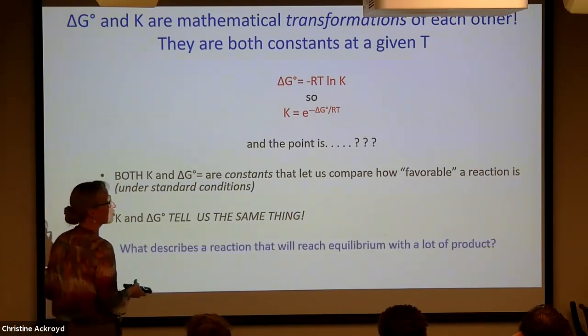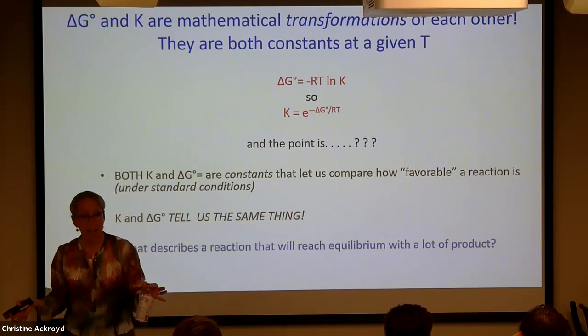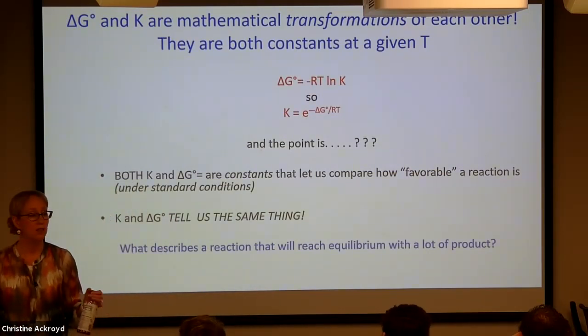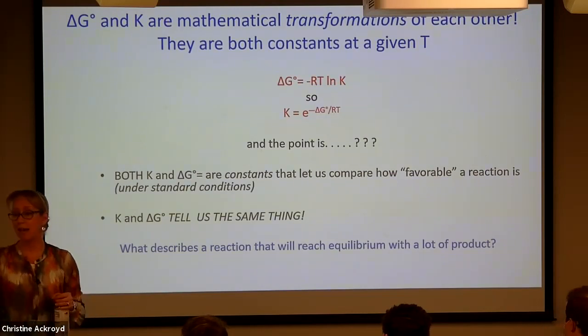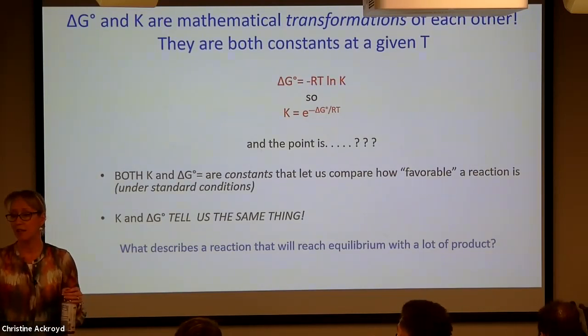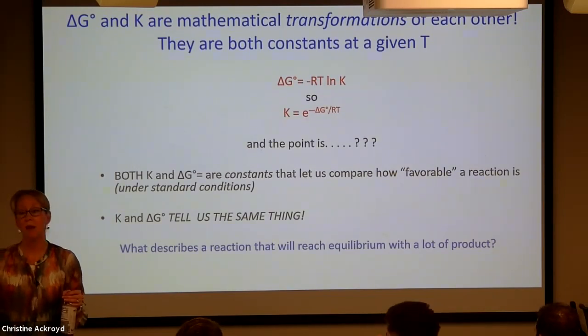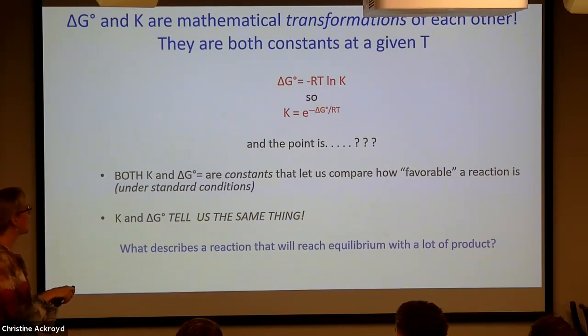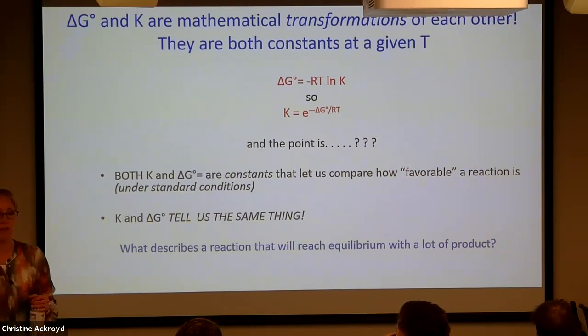Okay, so what describes a reaction that comes to equilibrium with a lot of product? What do we know about K? Big, right? Much greater than 1. What do we know about delta G naught under those conditions? Less than 0. Okay, so when K is a number bigger than 1, what's the natural log of a number bigger than 1? What's the sign of that number?